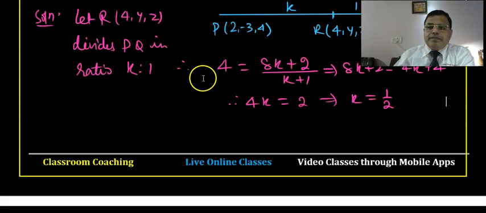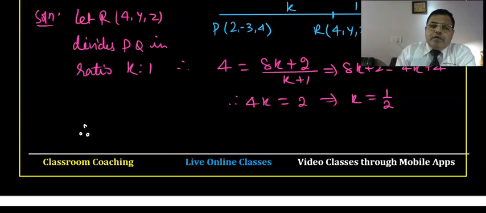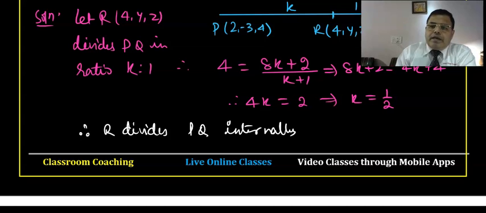It means R divides PQ internally in ratio 1 is to 2.